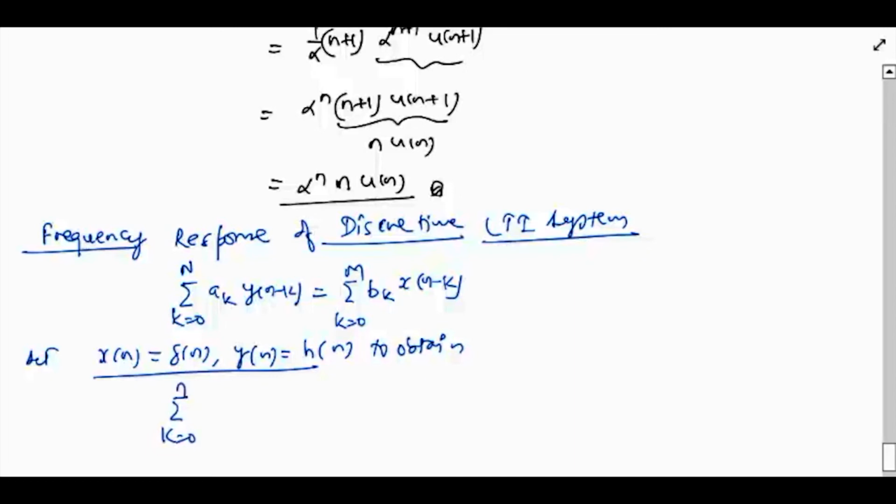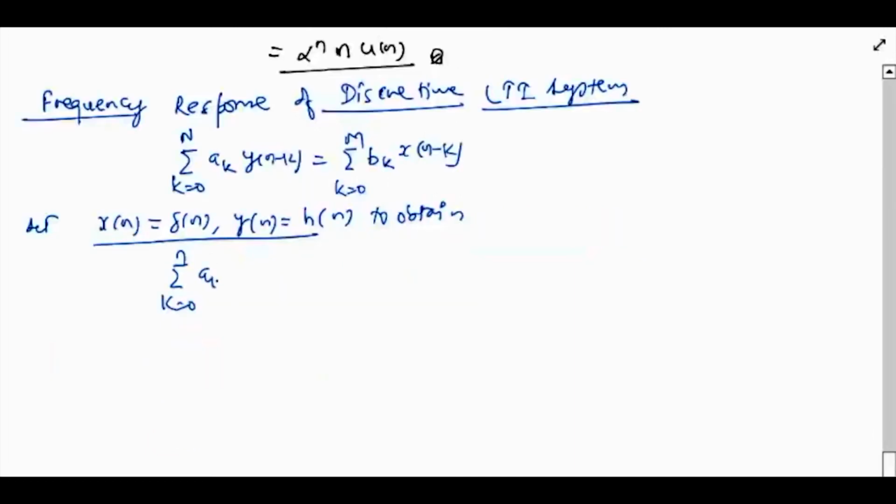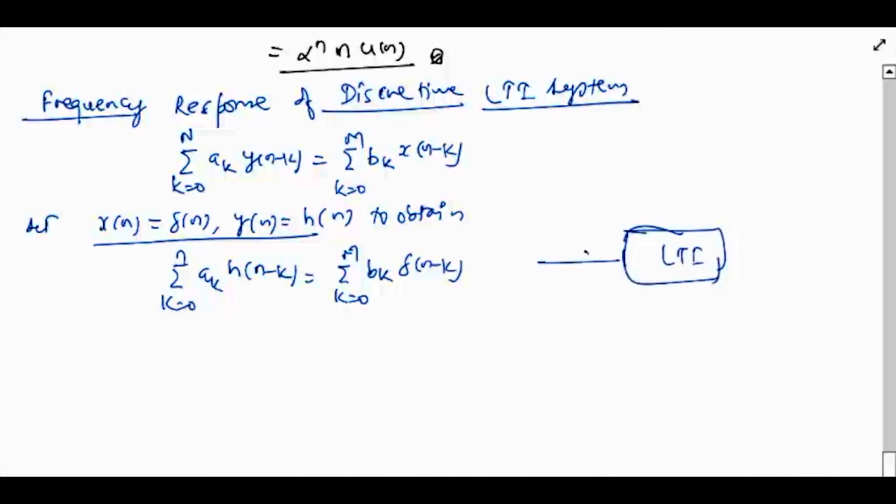summation k equals 0 to N of a_k h[n minus k] equals summation k equals 0 to M of b_k delta[n minus k]. Notice that we did so because by definition, when we input delta[n] to this LTI system, the output y[n] is equal to h[n]. So it was perfectly valid to substitute x[n] equals delta[n] and y[n] equals h[n].